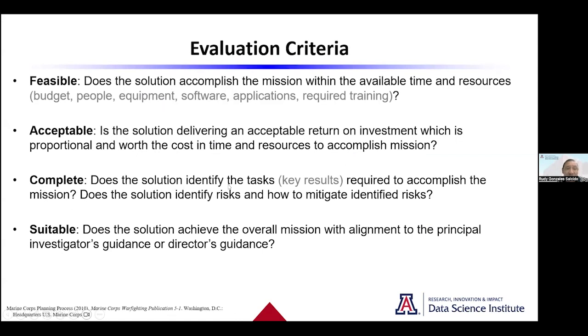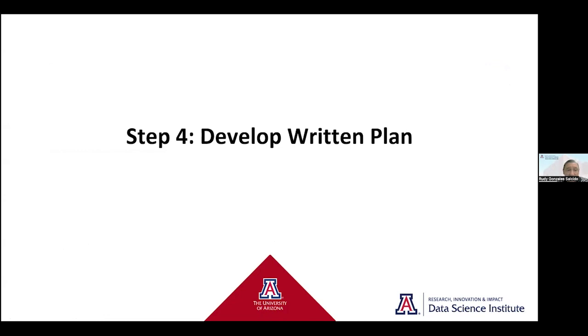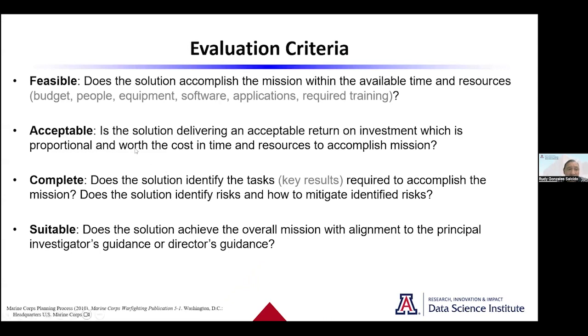Complete: does the solution identify all the key results, all those tasks required to accomplish the mission? Does the solution identify risks and how to mitigate them? Is it suitable? Does the solution achieve the overall mission with alignment to the principal investigator's guidance or director's guidance, or whoever is in charge of that particular project? So that's a quick rundown on that criteria. Then we'll get into developing that written plan. There are some techniques on how to do this before I get into the fourth step.